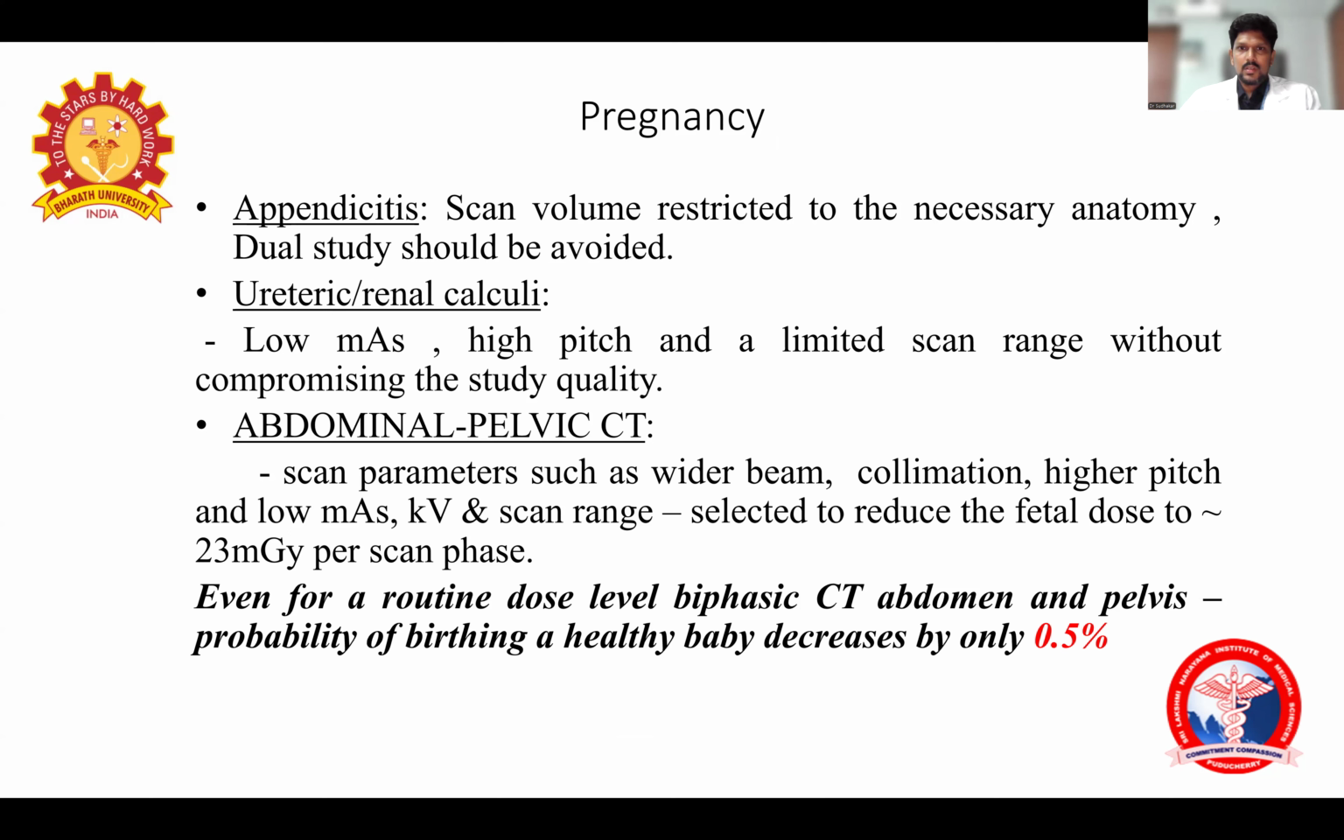Even for a routine dose level biphasic CT abdomen and pelvis, the probability of birthing a healthy baby decreases only by 0.5%. So these things you should remember, because even in a biphasic CT abdomen pelvis, which is done routinely without any alteration or any tailoring, the probability of birthing a healthy baby reduces only by 0.5%.